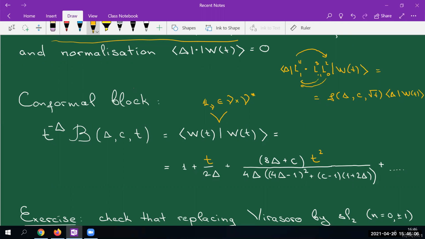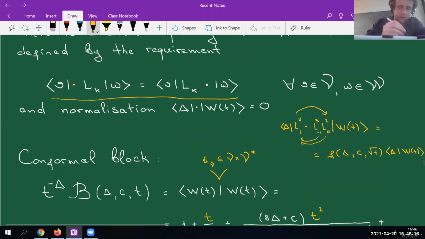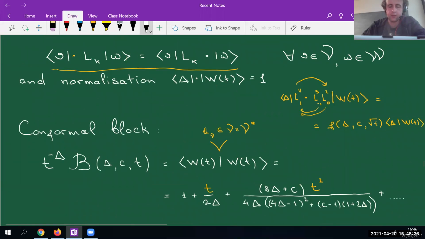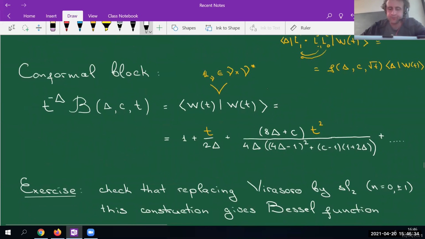I think your normalization condition must be like the pairing of delta and W is 1, but not 0. You are right, so this is wrong. Yes, this is 1 or any other number, actually. This is just a normalization. It's important to have here something non-zero, but otherwise it's not so important.